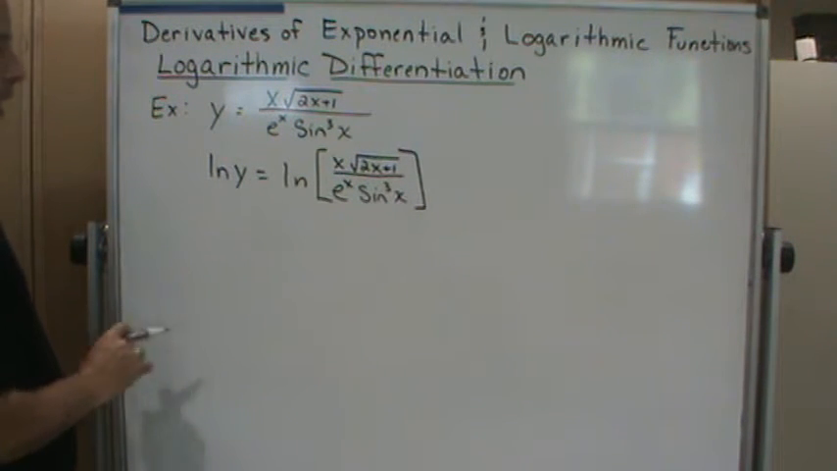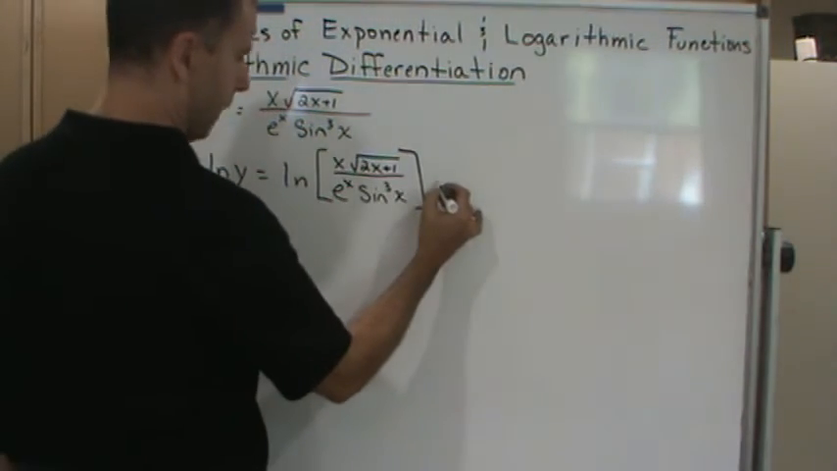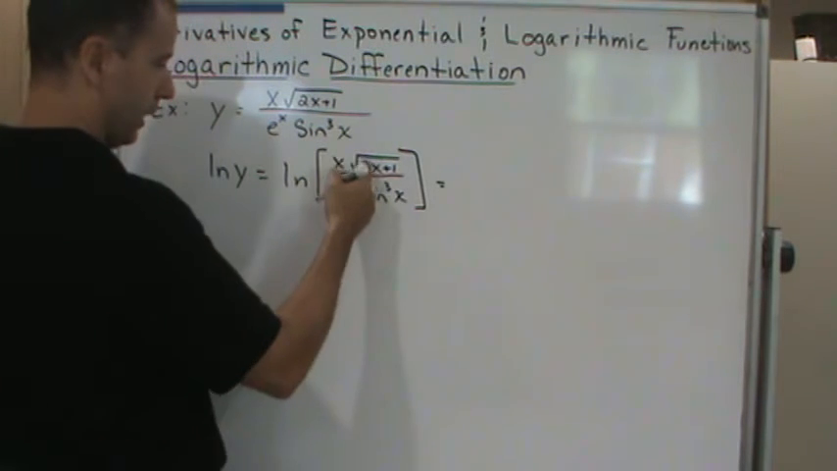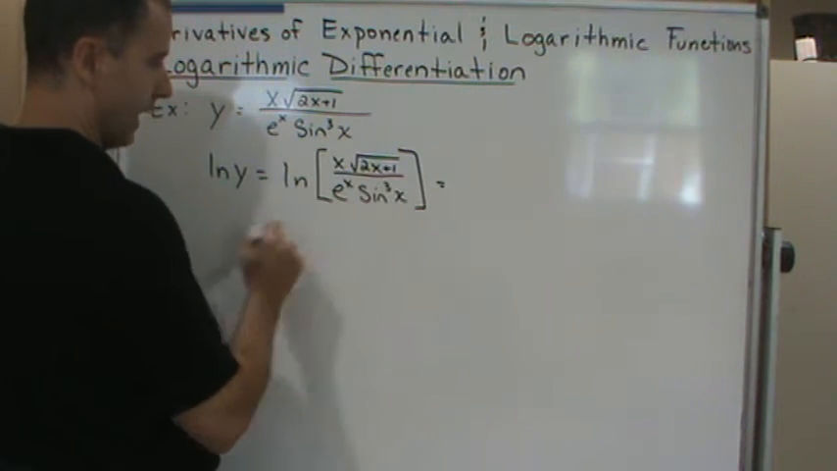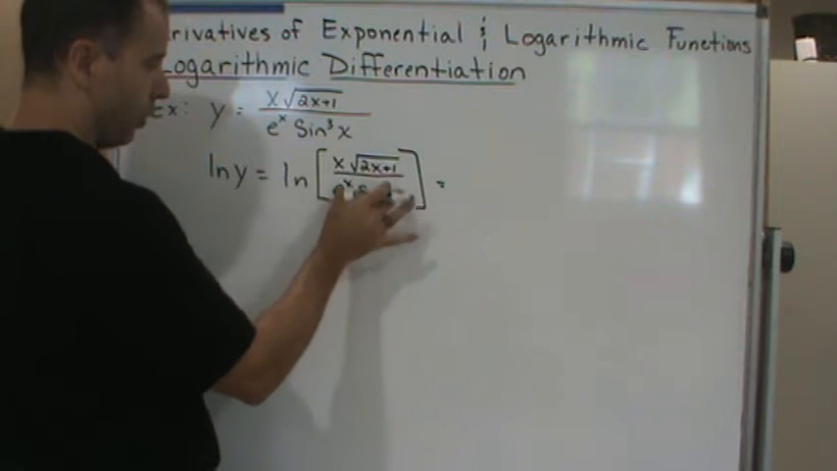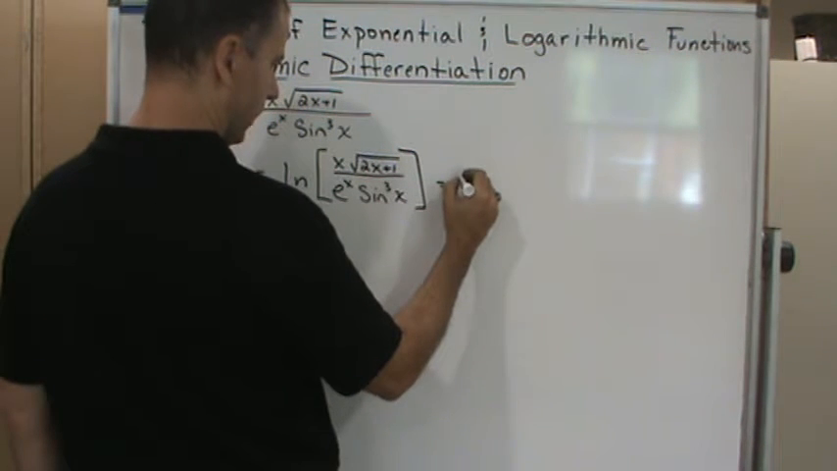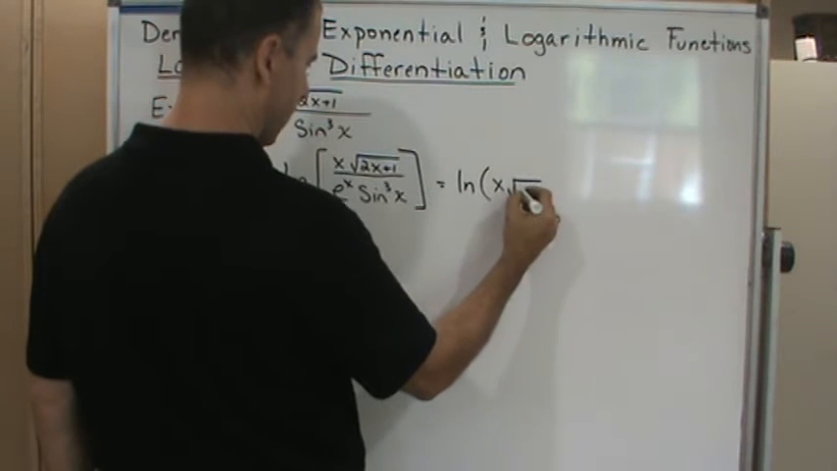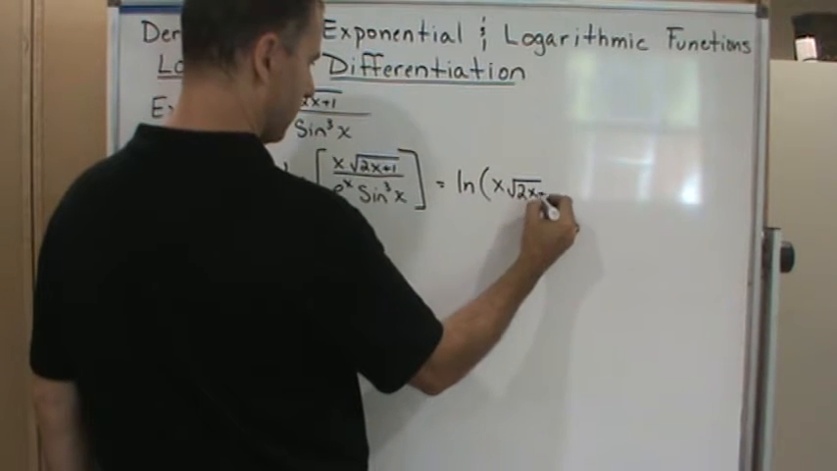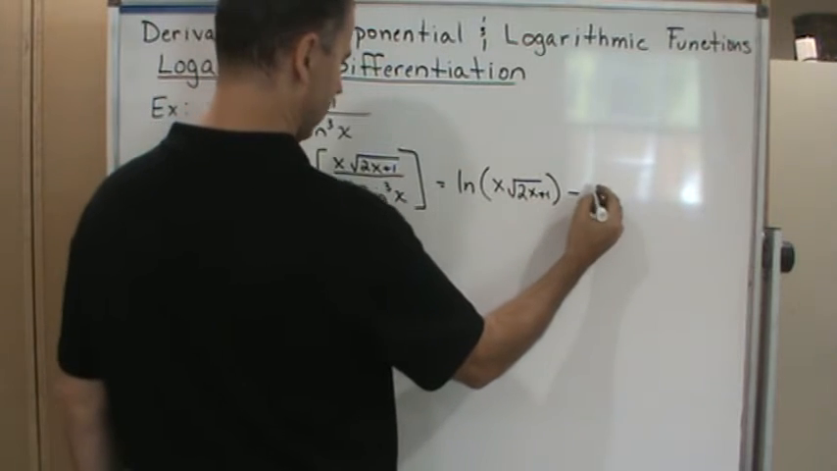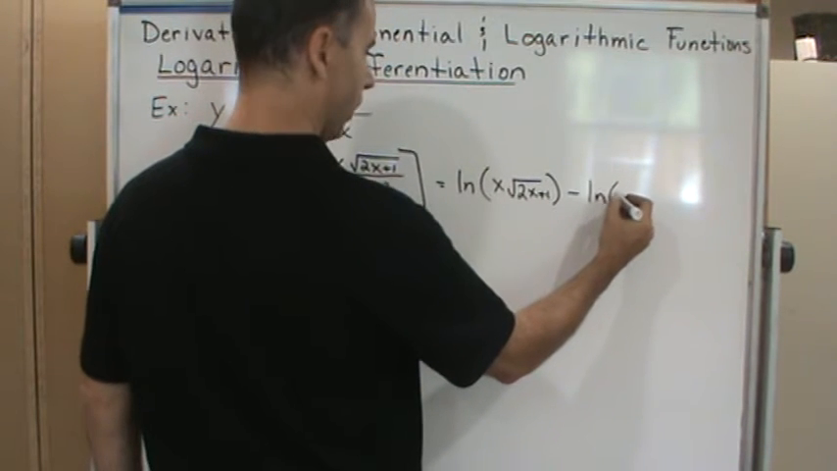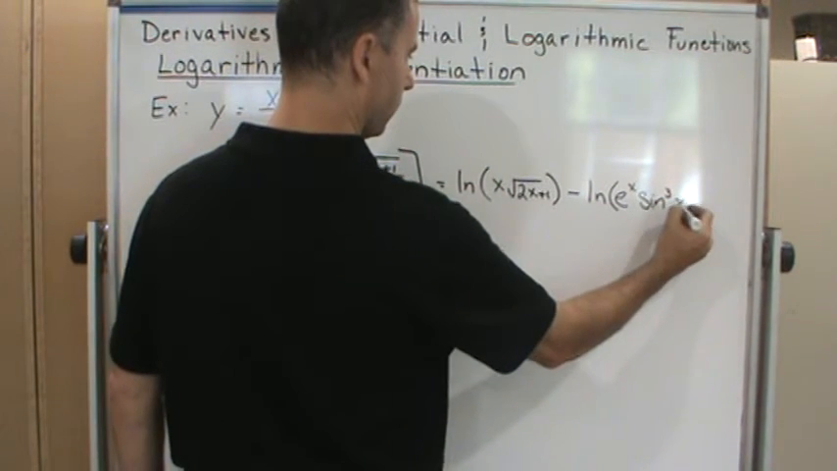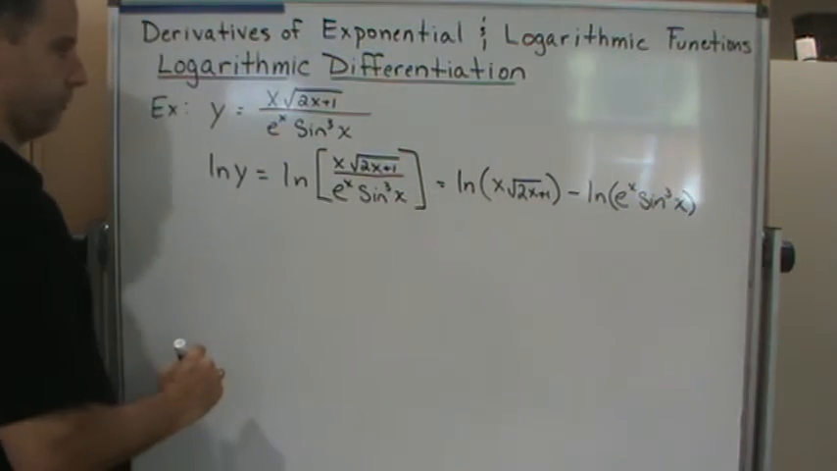Now I'm going to use the properties of logs over on this side. I'm going to expand this out as much as possible. So I've got a quotient, I've got products on the top and the bottom. So I'm going to do the quotient first. So this is going to equal the natural log of x times the square root of 2x plus 1 minus the natural log of e to the x sine cubed x, okay?